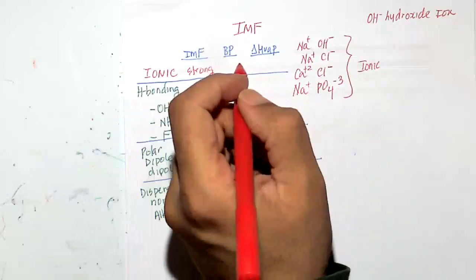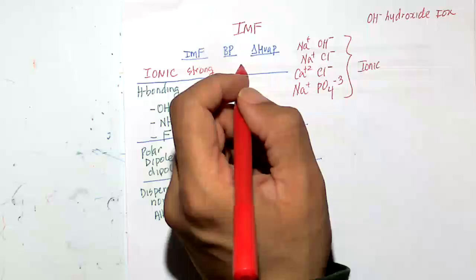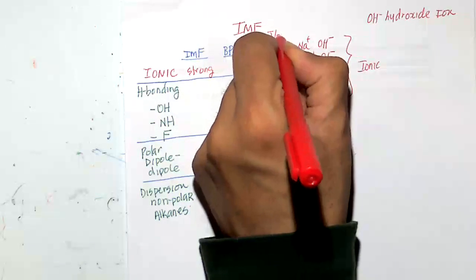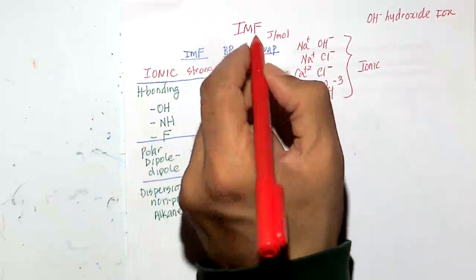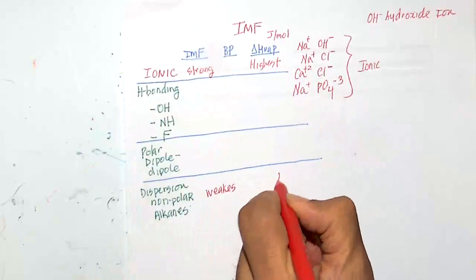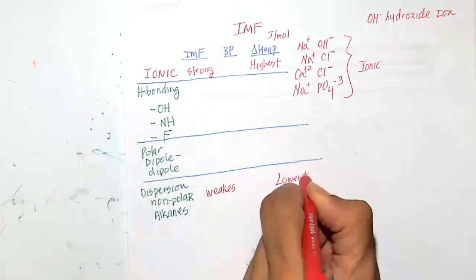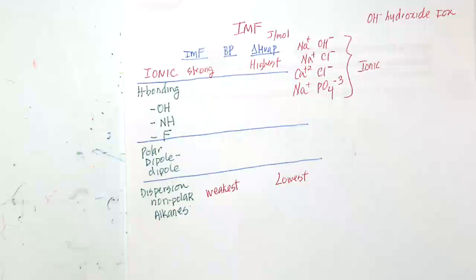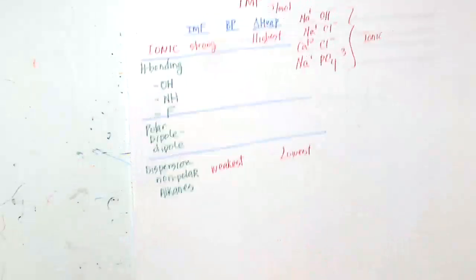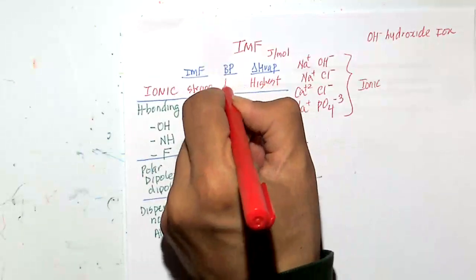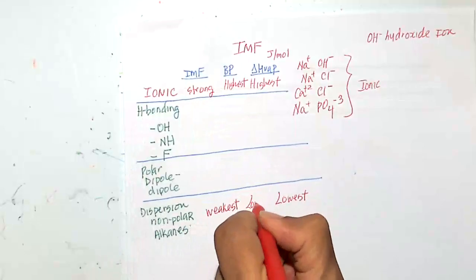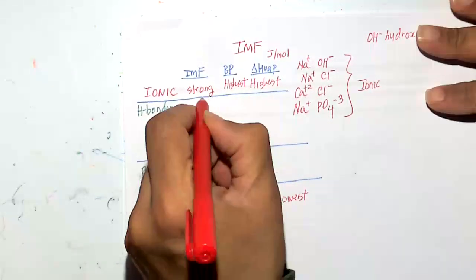What would the delta H of vaporization be for an ionic compound? The amount of energy required to vaporize 1 mole. Would it be high or low? This would be the highest, and this would be the lowest. And then what would the boiling point be for an ionic compound? This would be the highest, and this would be the lowest.